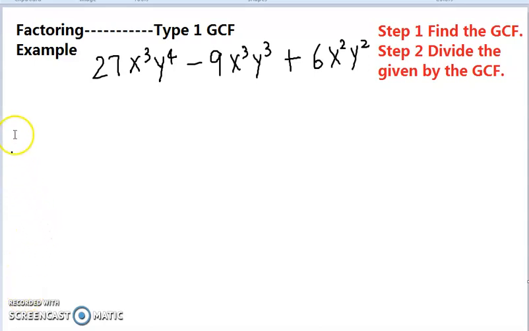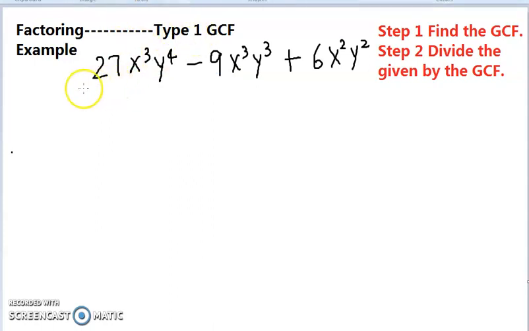We're going to look at more examples for the first type of factoring, GCF, greatest common factor. 27x cubed y fourth minus 9x cubed y third plus 6x squared y squared. So remember, for this type of factoring, step 1, we need to find the GCF of all the terms we have. And step 2, divide the given by the GCF. So the first thing we're going to do is to find the GCF of these three terms.